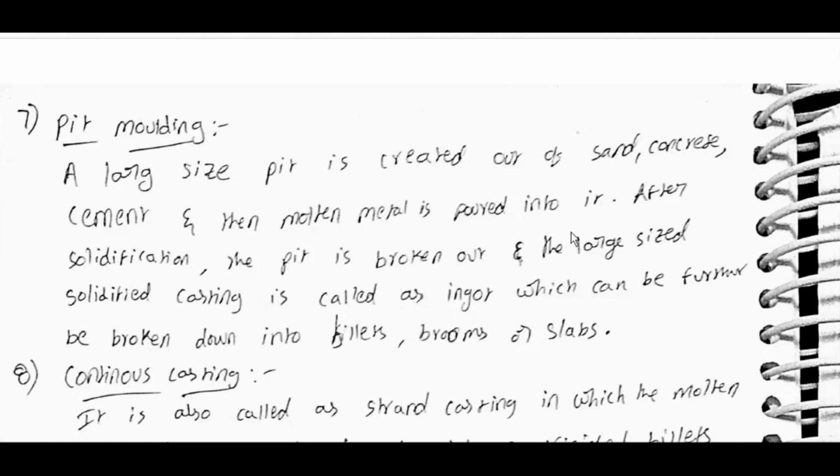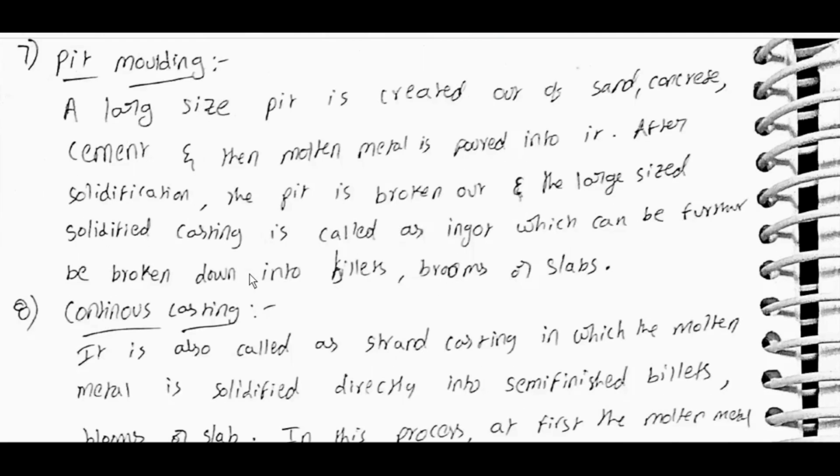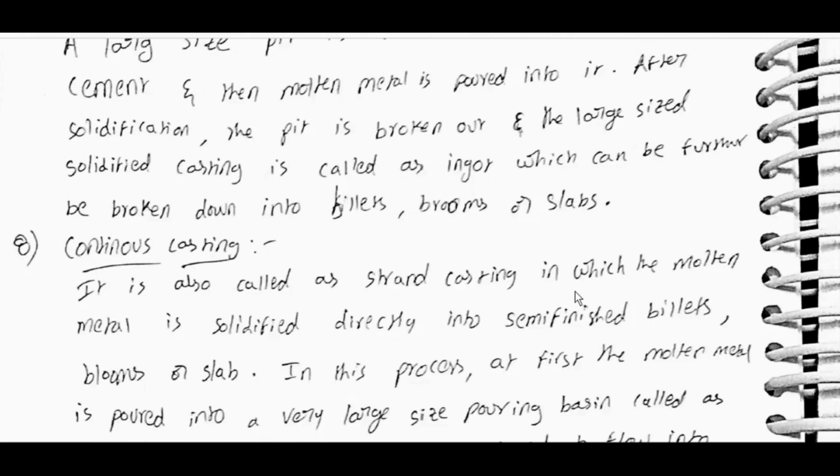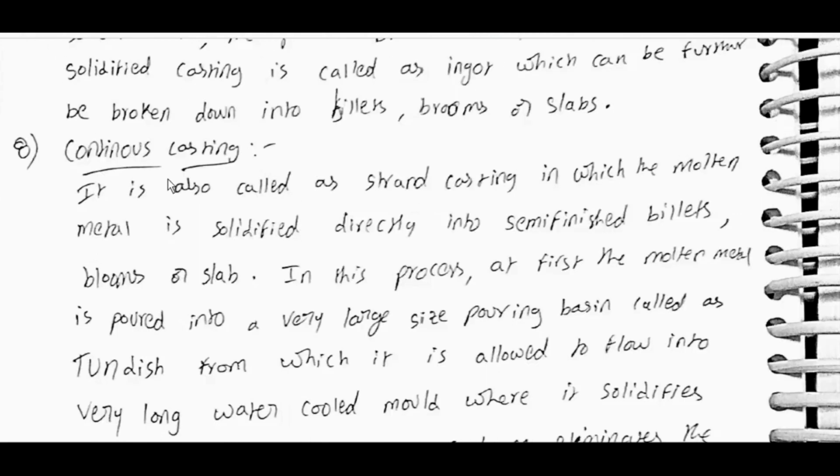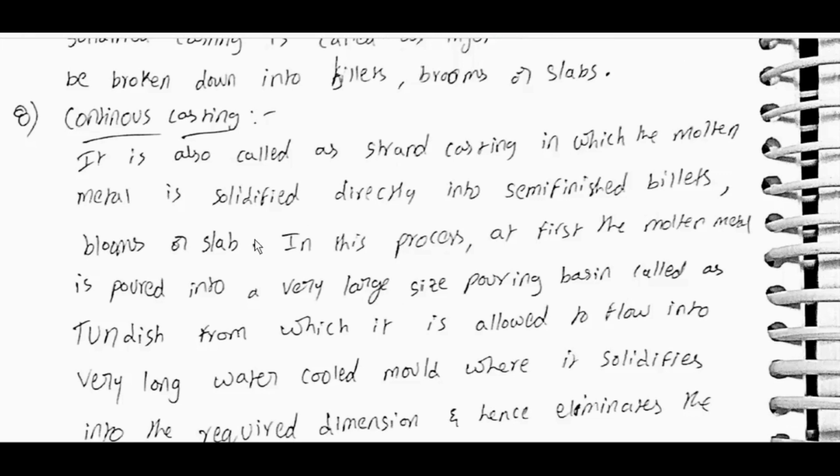Pit molding: a large pit is created out of sand, concrete, or cement, and then molten metal is poured into it. After solidification, the pit is broken out and the large solidified casting is called an ingot, which can be further broken down into billets, blooms, or slabs. Continuous casting: it is also called strand casting, in which molten metal is solidified directly into semi-finished billets, blooms, or slabs.